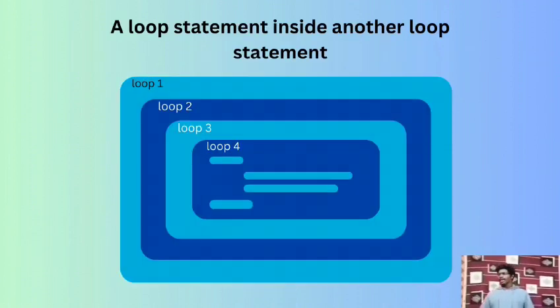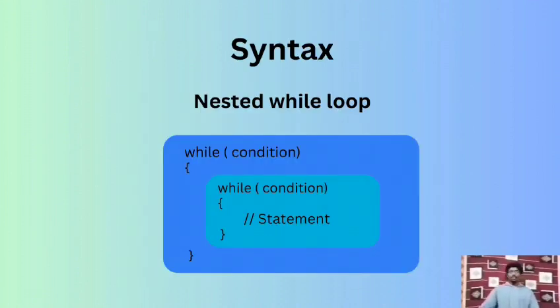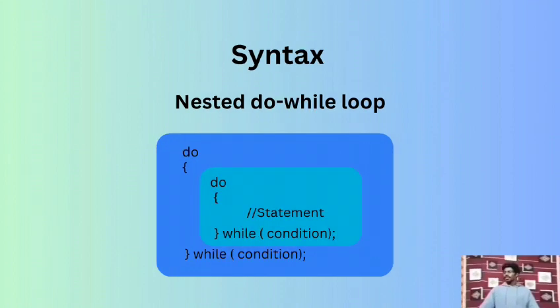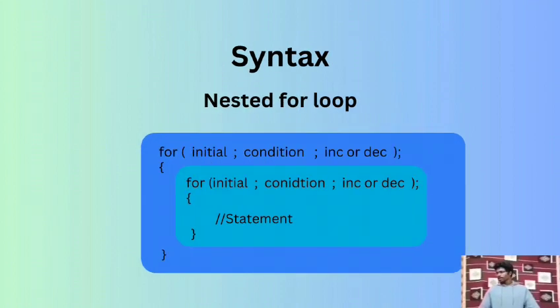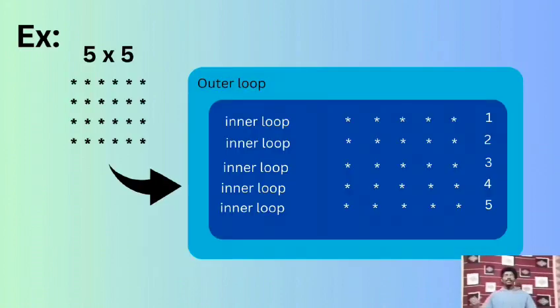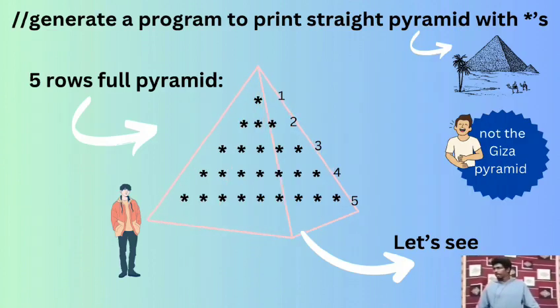A loop statement inside another loop statement is called a nested loop. Here is the syntax for the nested while loop, and the syntax for the nested do while loop is this. And you can see the syntax for the nested for loop. Here you can see the 5 by 5 stars represented in a square pyramid. Now we see the program to print a straight pyramid with stars, which is represented on the PPT.